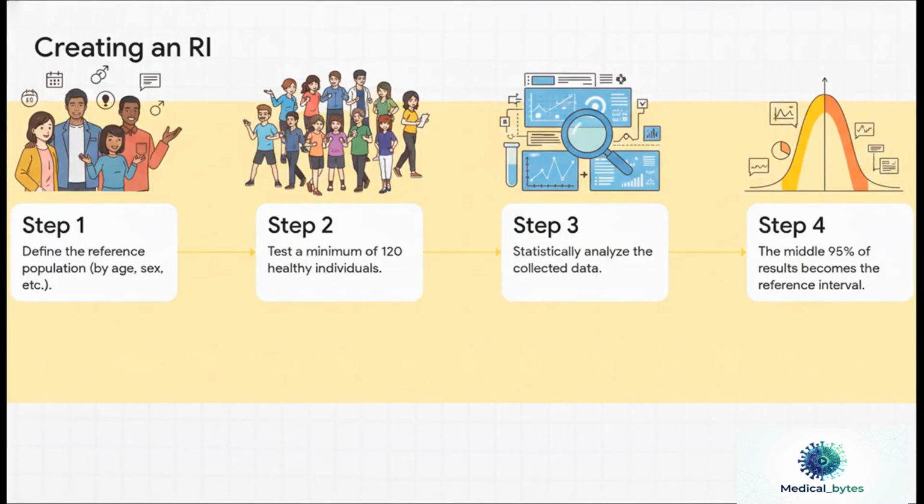So how do they do it? Well, it pretty much boils down to 4 main steps. First, they define a very specific group of people, like, say, men between the ages of 30 and 50. Second, they have to go out and test at least 120 healthy people from that exact group. Third, they crunch all the numbers. And fourth, and this is the most important part, they take the middle 95% of all those results. That becomes the reference interval.